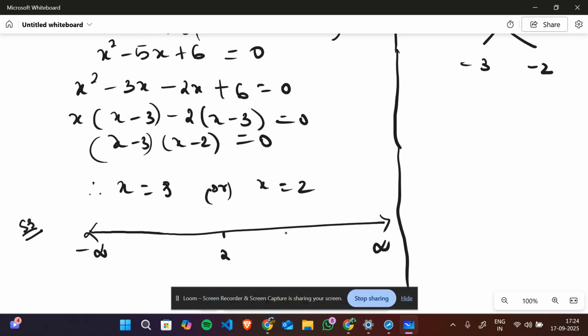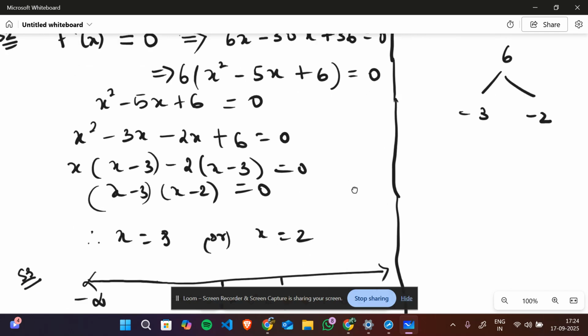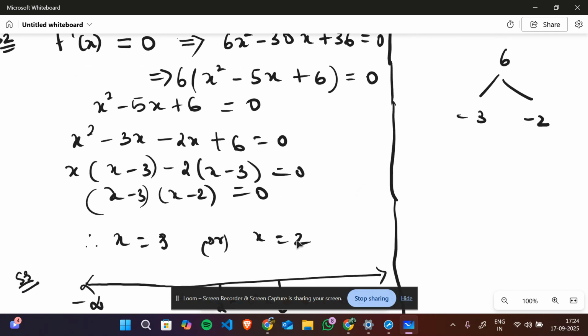So f dash of x will be 6 into x square minus 5x plus 6. Let's take this part, any random value, and find out whether f dash of x is positive or negative. Let me take the closest value, that is 4.